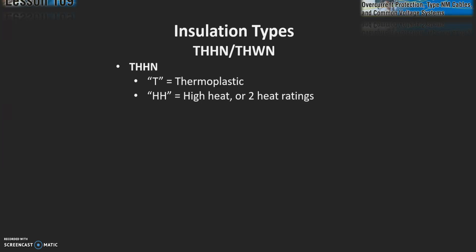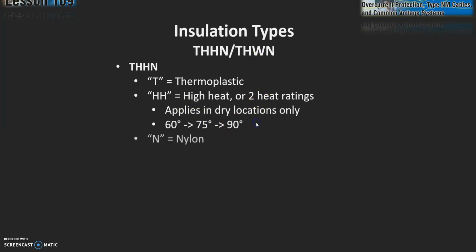I like to think of it as kind of two heat ratings, right? So it starts at 60 degrees. In the 60-degree column, we can add one heat rating, we go up to 75, add another heat rating, we're now up to the 90-degree column. And when we look, THHN is in the 90-degree column. So again, we have 60 degrees, we add one heat rating, we go to 75, add the other, we go to 90. Now I mentioned that applies in dry locations only, and we'll hit that when we get to the THWN here in a moment.